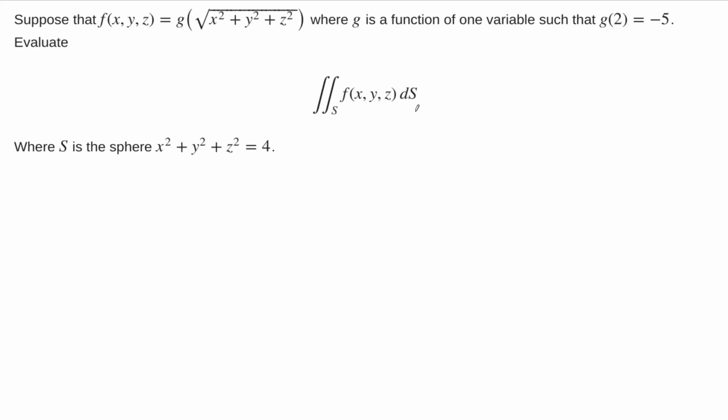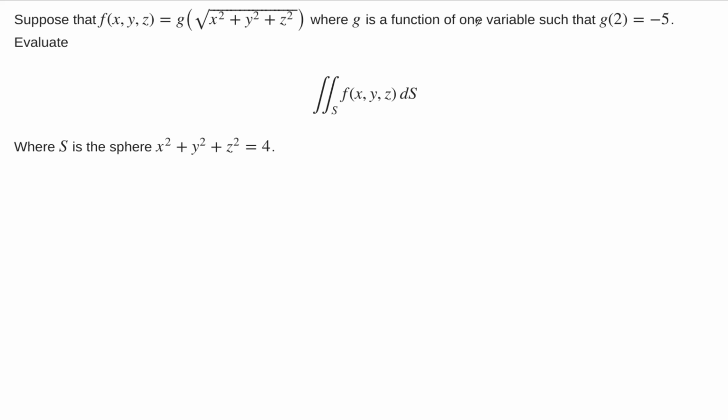In this example, we're asked to compute the surface integral of f dS. So this capital S is the surface area element. We're going to integrate over a curved surface in R3 a function, which all we know about is that it only depends on the value of the square root of x squared plus y squared plus z squared. That's like the radius of a sphere, the rho in spherical coordinates.